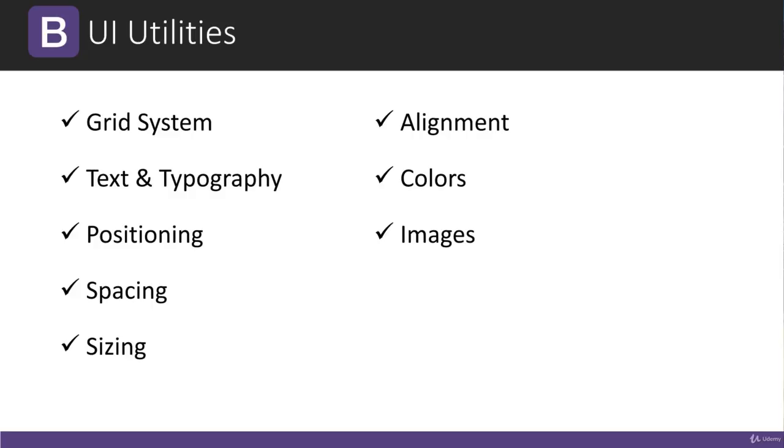We have image classes for fitting images in their containers, for making images circular, things like that. And then responsive utilities. So for instance, if we wanted something to only show on small screens or large screens, we could do that as well. And then we have shadow classes, we have different border classes, and a whole bunch of other stuff that you're going to learn.